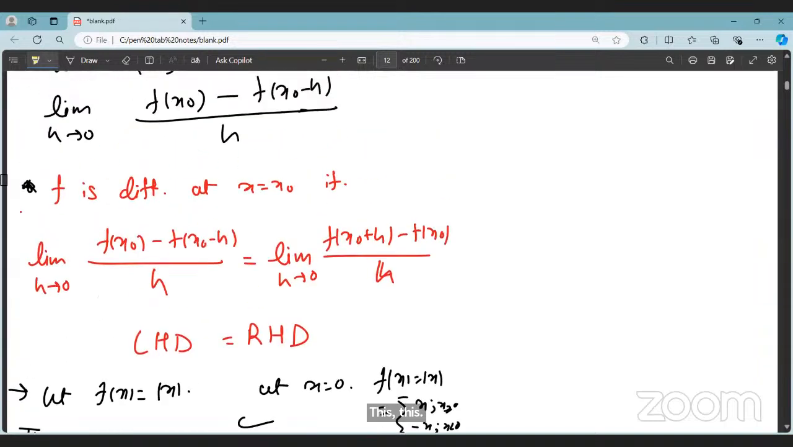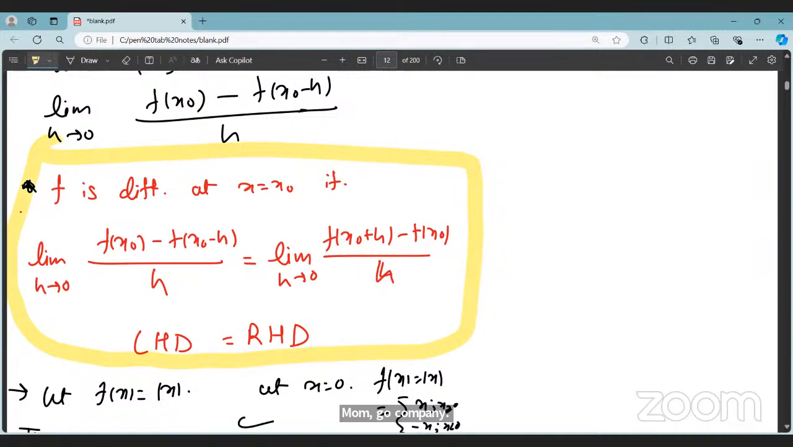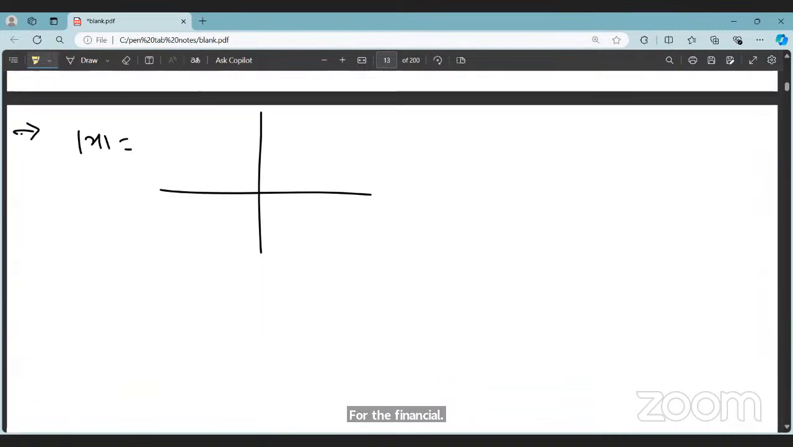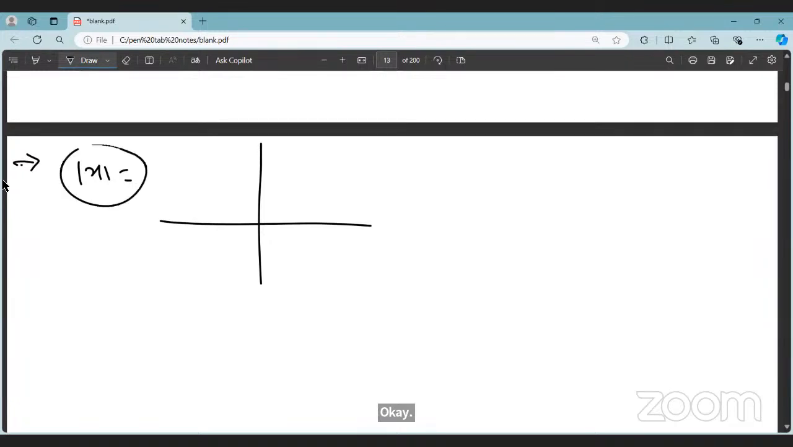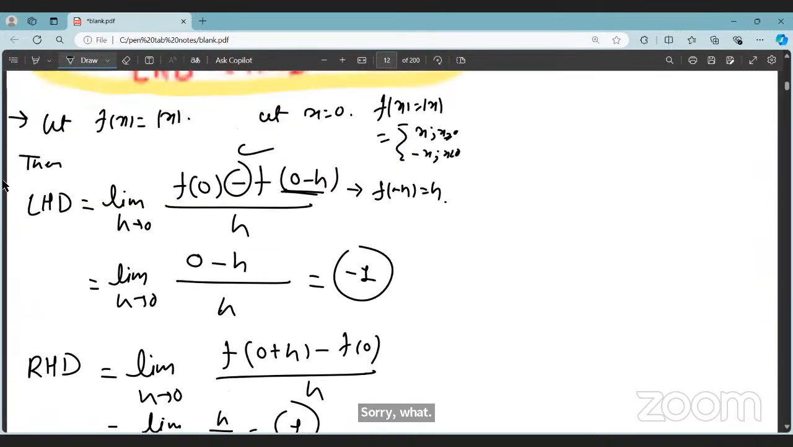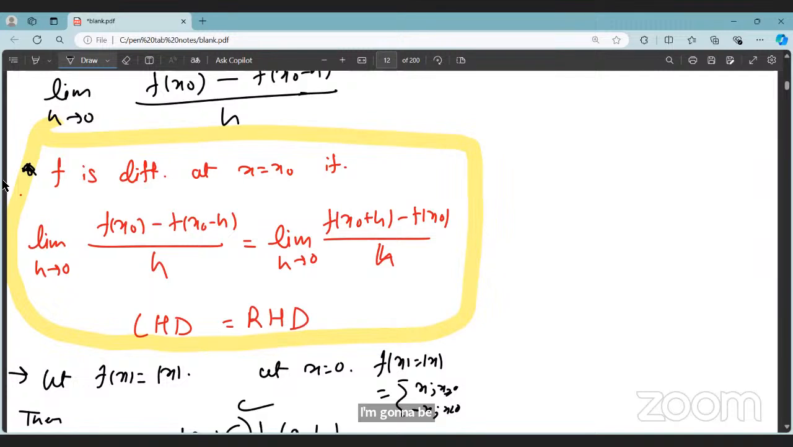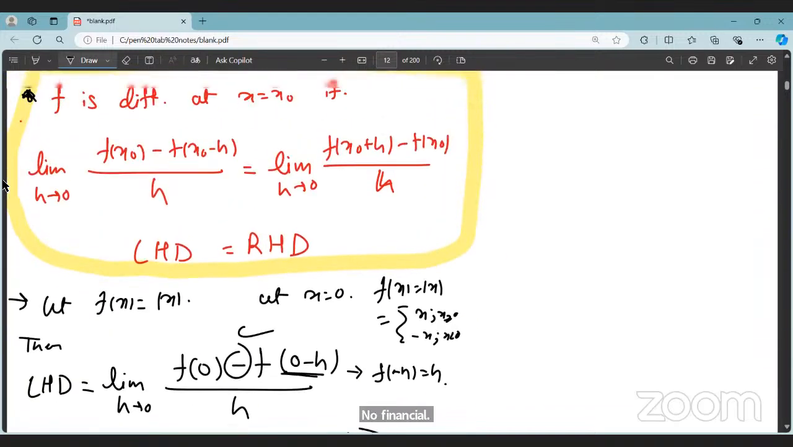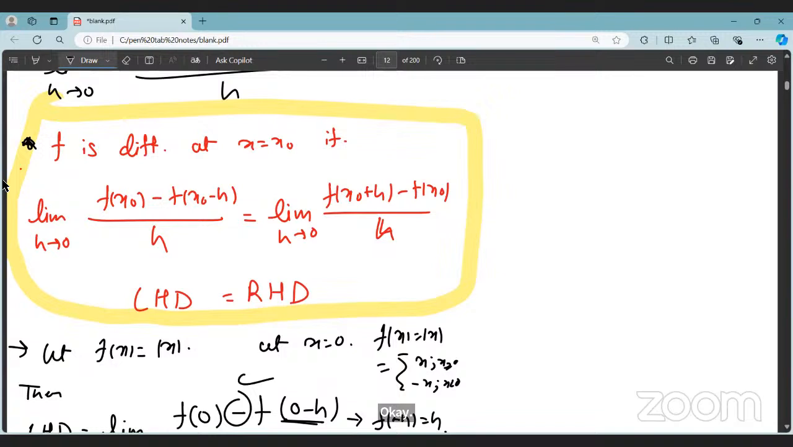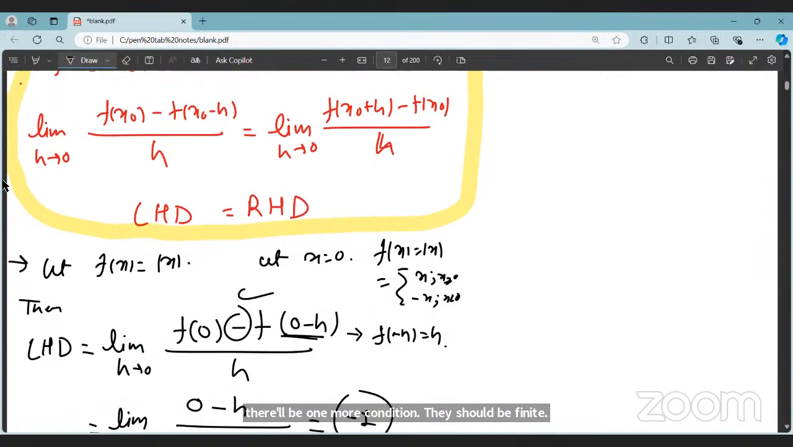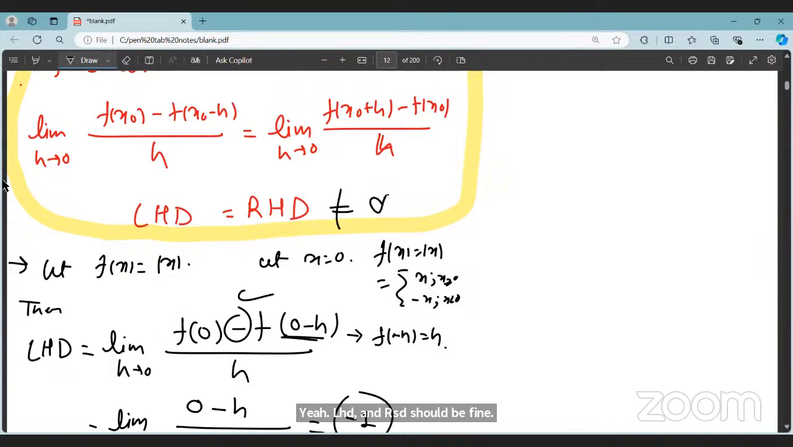This is something you have to keep in mind always for differentiability. Ma'am, can you please show the definition once again? Okay. Should there be one more condition? They should be finite. LHD and RHD should be finite, not equal to infinity.